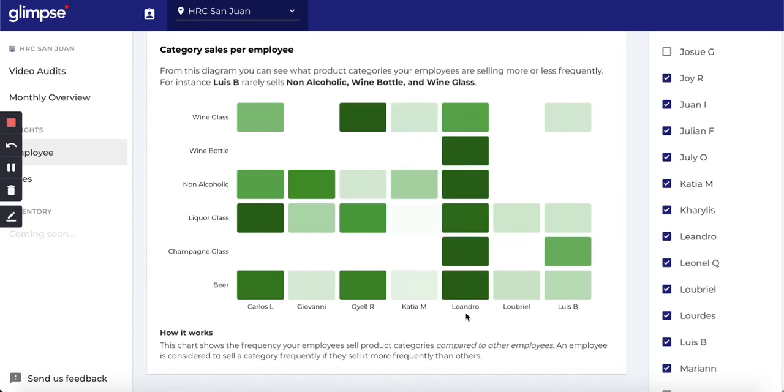Whereas other employees like Leandro, it appears that he has a very good knowledge of all the products, and he may also well introduce them to his customers.